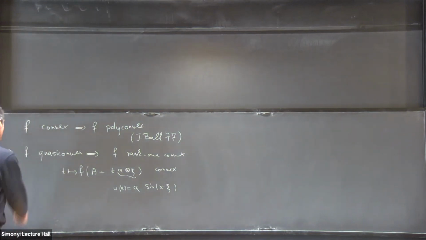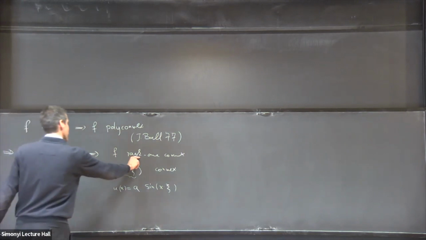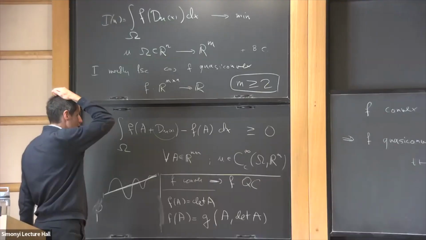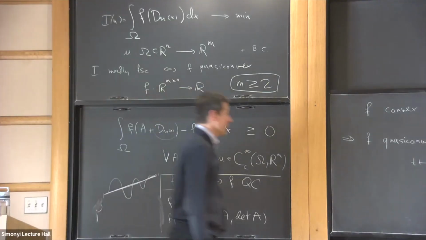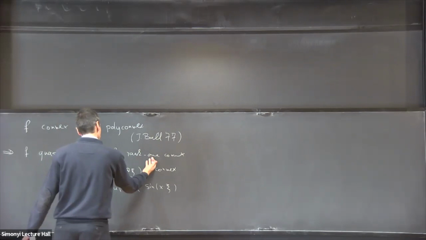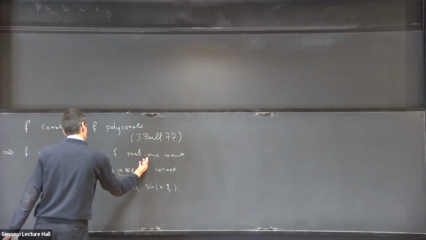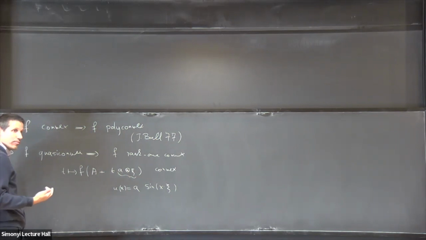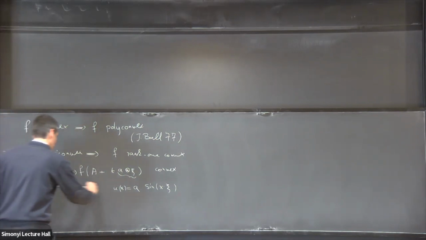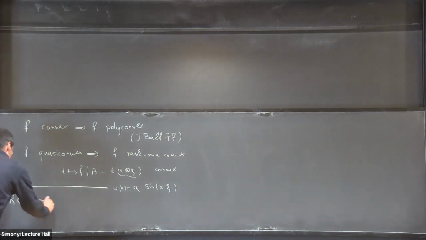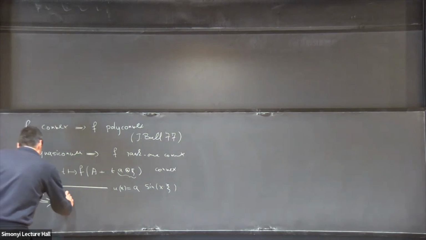So polyconvexity implies quasi-convexity, and this implies that F is rank 1 convex. And so somehow this question of whether there is a local condition is essentially reduced to the question whether, if F is rank 1 convex, is it quasi-convex? That's what people nowadays call Morrey's conjecture. Does rank 1 convexity imply quasi-convexity?